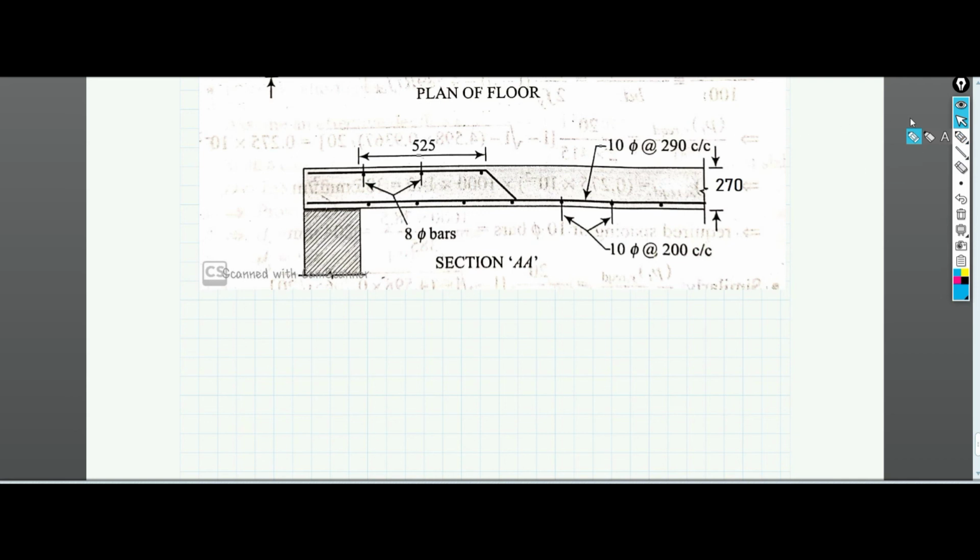and with this we can basically conclude the design of a one-way slab which is simply supported, where the ends are free to lift up. So if you have any doubt, please let me know, and with this I would like to conclude today's class.